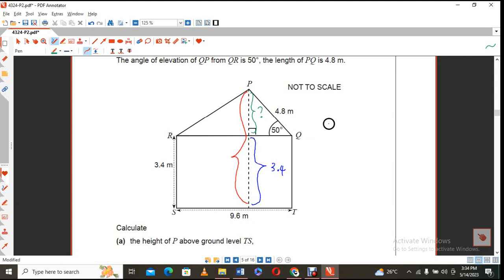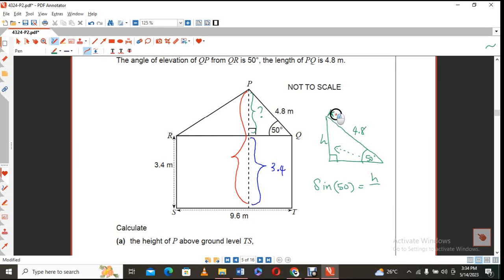So the right angle triangle, this one over here, we know that that is 90 degrees. We know that this is 50 degrees over here. We know that that distance is 4.8. I'm looking for that height. In order for me to calculate that height, I'll have to use my sine ratio, because sine of 50 degrees is whatever is opposite that 50 degrees divided by the hypotenuse.